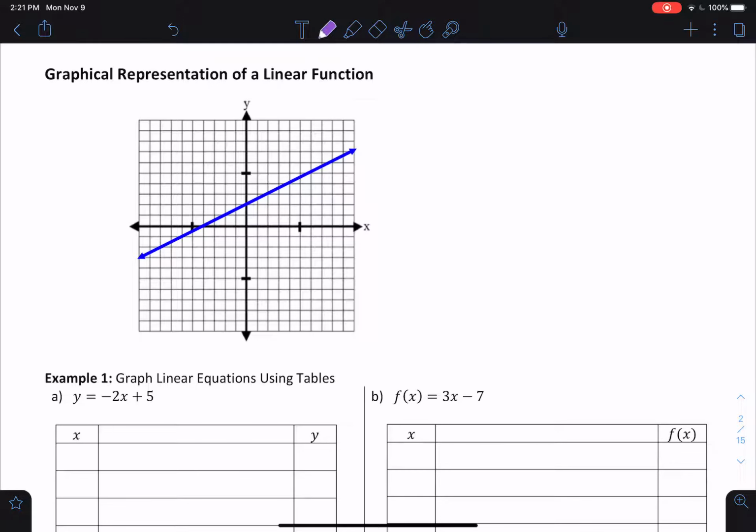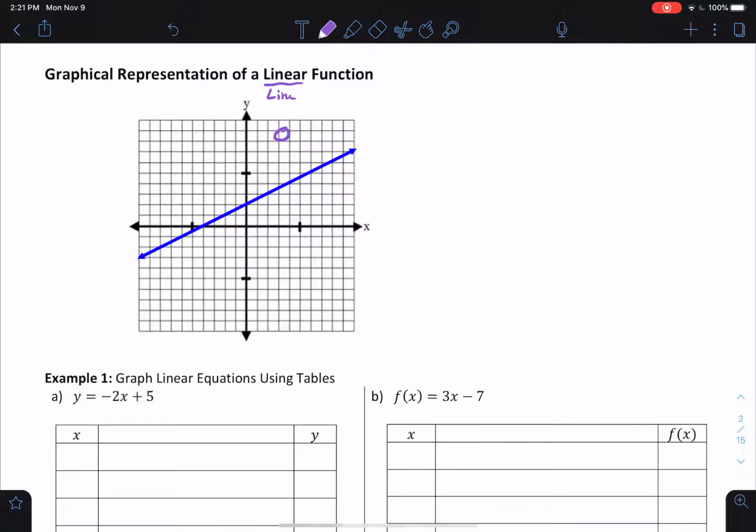So let's talk about graphical representation of a linear function. Inside this word linear, you should see the word line. This unit is all going to be dealing with linear functions, and the graphs of them look like lines. A couple key things to remember.